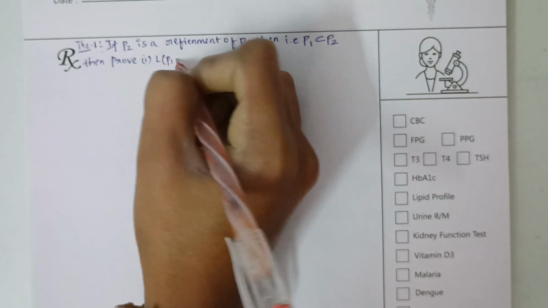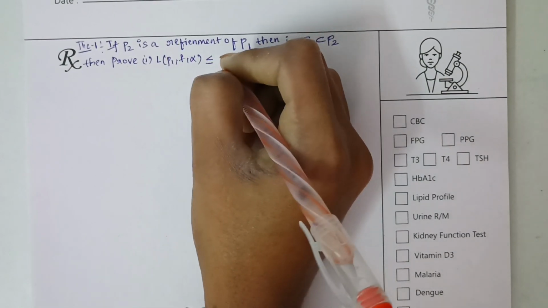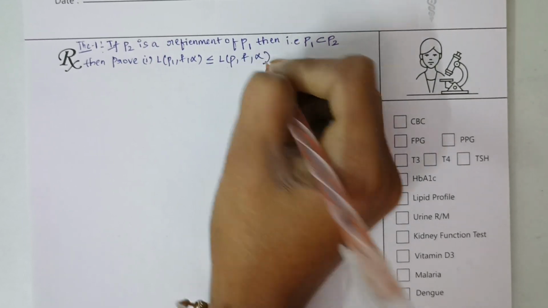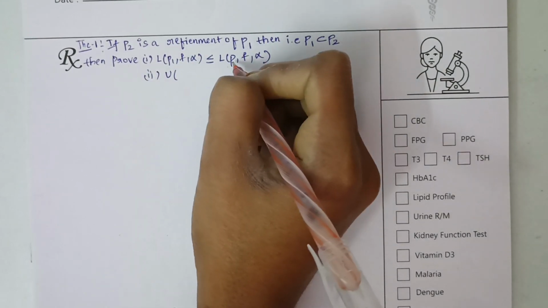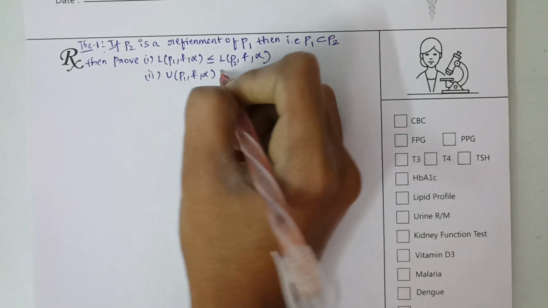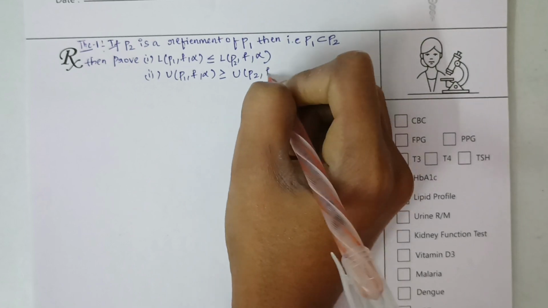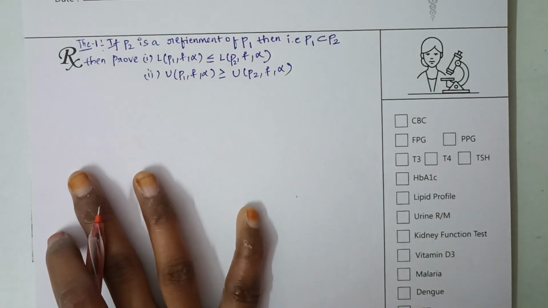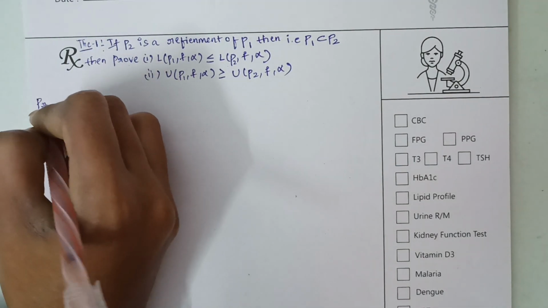L of P1 comma F comma alpha is less than or equal to L of P2 comma F comma alpha. And the second condition, U of P1 comma F comma alpha is greater than or equal to U of P2 comma F comma alpha. And proof.